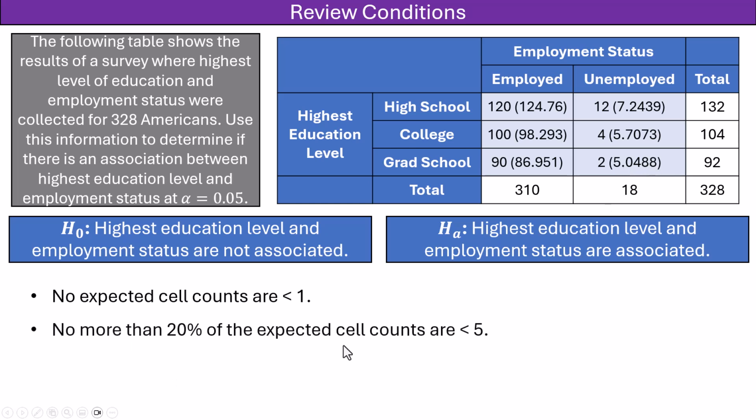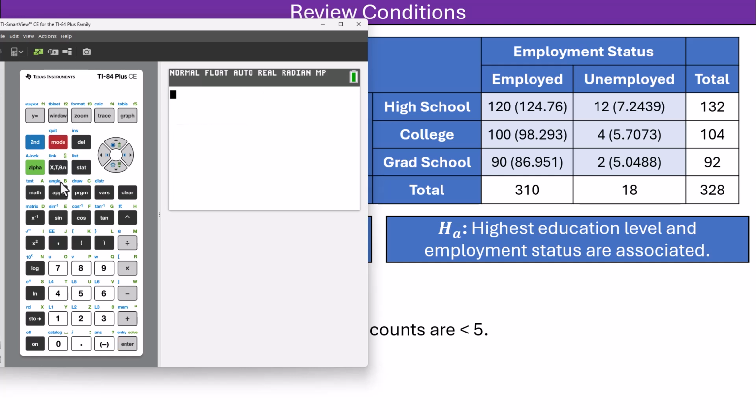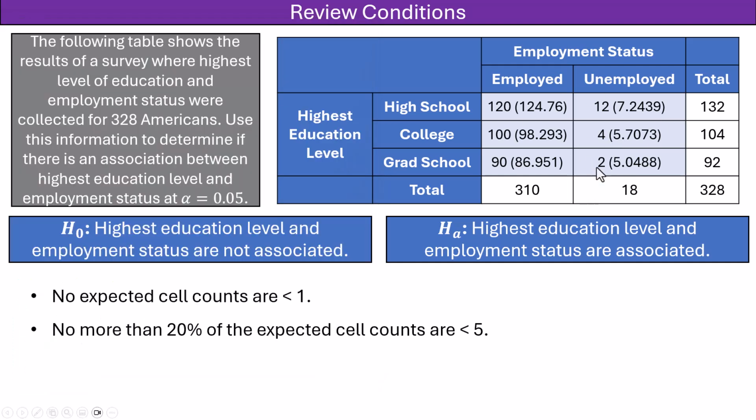And no more than 20% of the expected cell counts are less than 5. So in this case, there are 6 different values. So 20% of 6, 0.2 times 6, would be 1.2. So basically, if we rounded that, you wouldn't want to have more than 1 of those values be less than 5. And it turns out that none of them are less than 5. These ones are kind of close, but none of the cells are less than 5. So we've met both of those conditions, and we can move forward with the test.